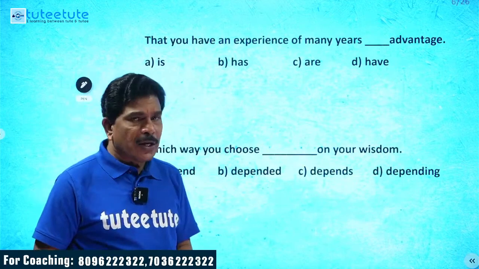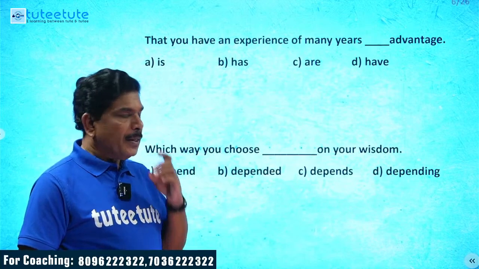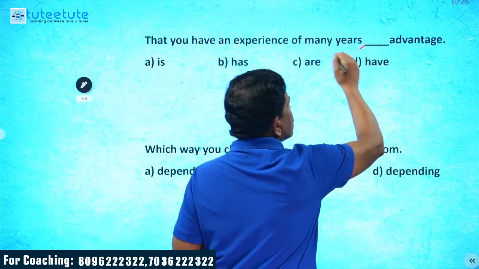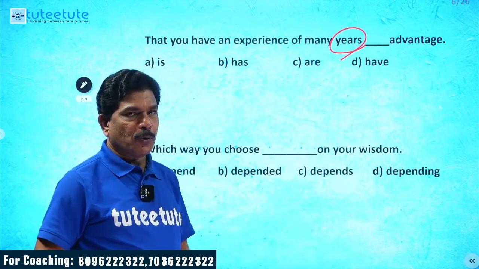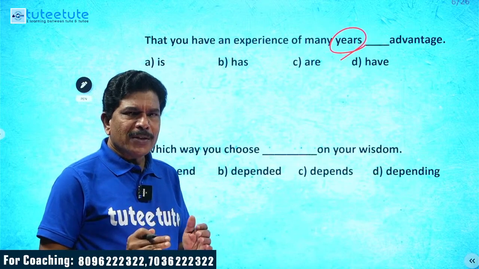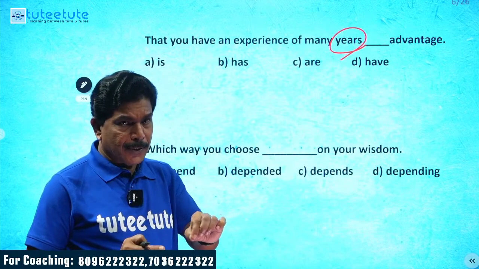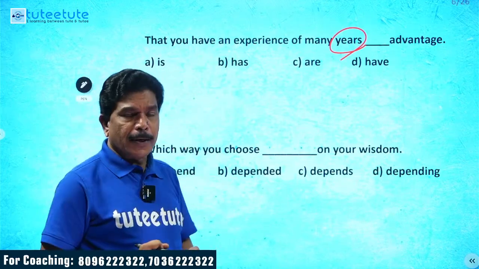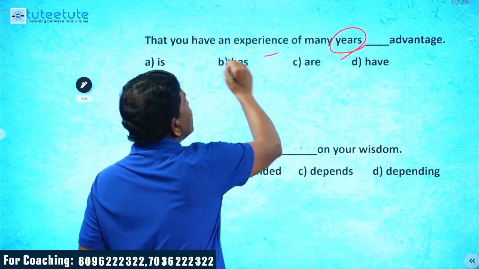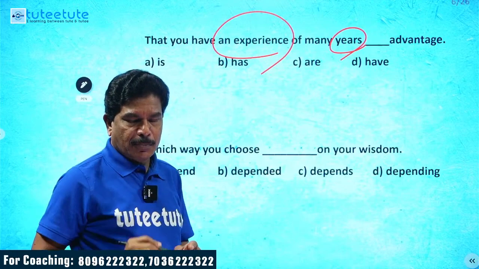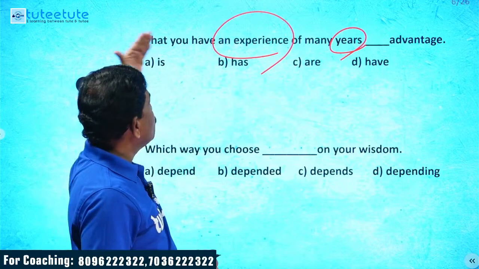Then we have that you have an experience of many years dash advantage. Here again we can see years. As you can see, years is plural. Years is plural, no doubt. But on a close inspection, you will realize that the actual focus is not on years, that you have an experience. Yes, that you have an experience. You have an experience. Here the experience is the focused subject.